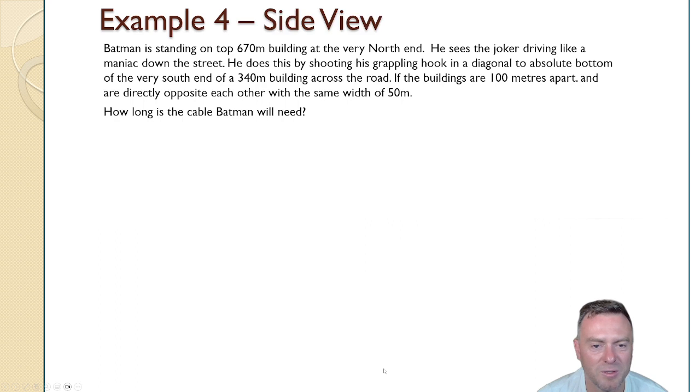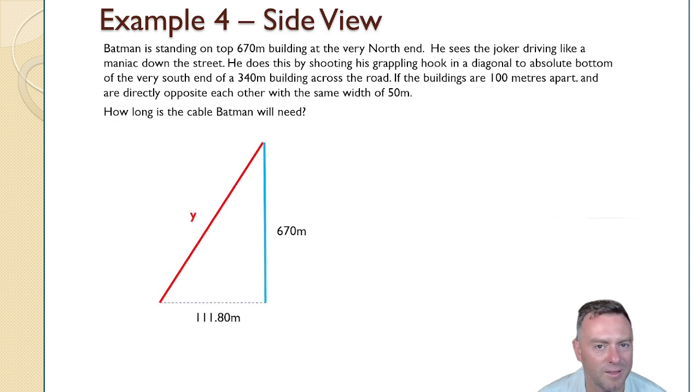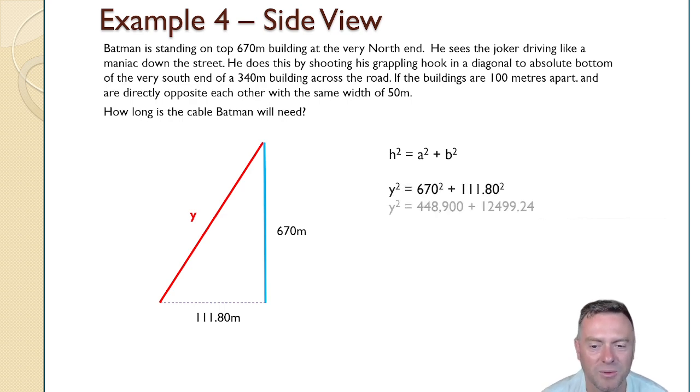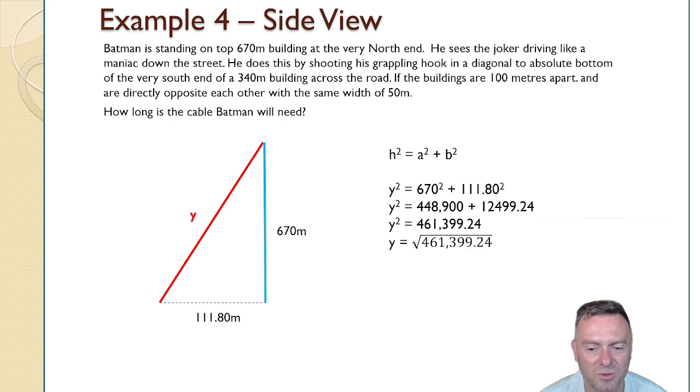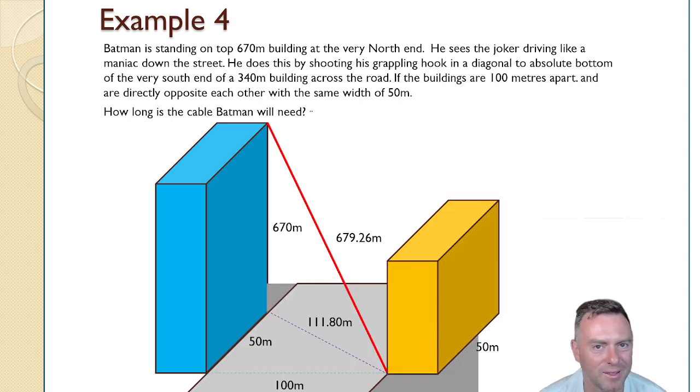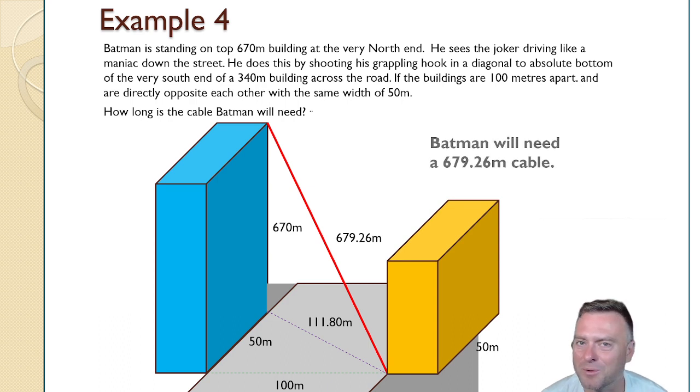So looking from this perspective across here, we have this. If we're looking at Batman there, shooting down the grappling hook, we know it's 111.8 and 670. We would just use straight Pythagoras again. So h squared equals a squared plus b squared, y squared equals that, and then we just do the square root of it and we get 679.26 meters. Hopefully that's made some reasonable sense for you, and that's literally the cool little problem solving example that I have. So Batman will need a 679.26 meter cable.